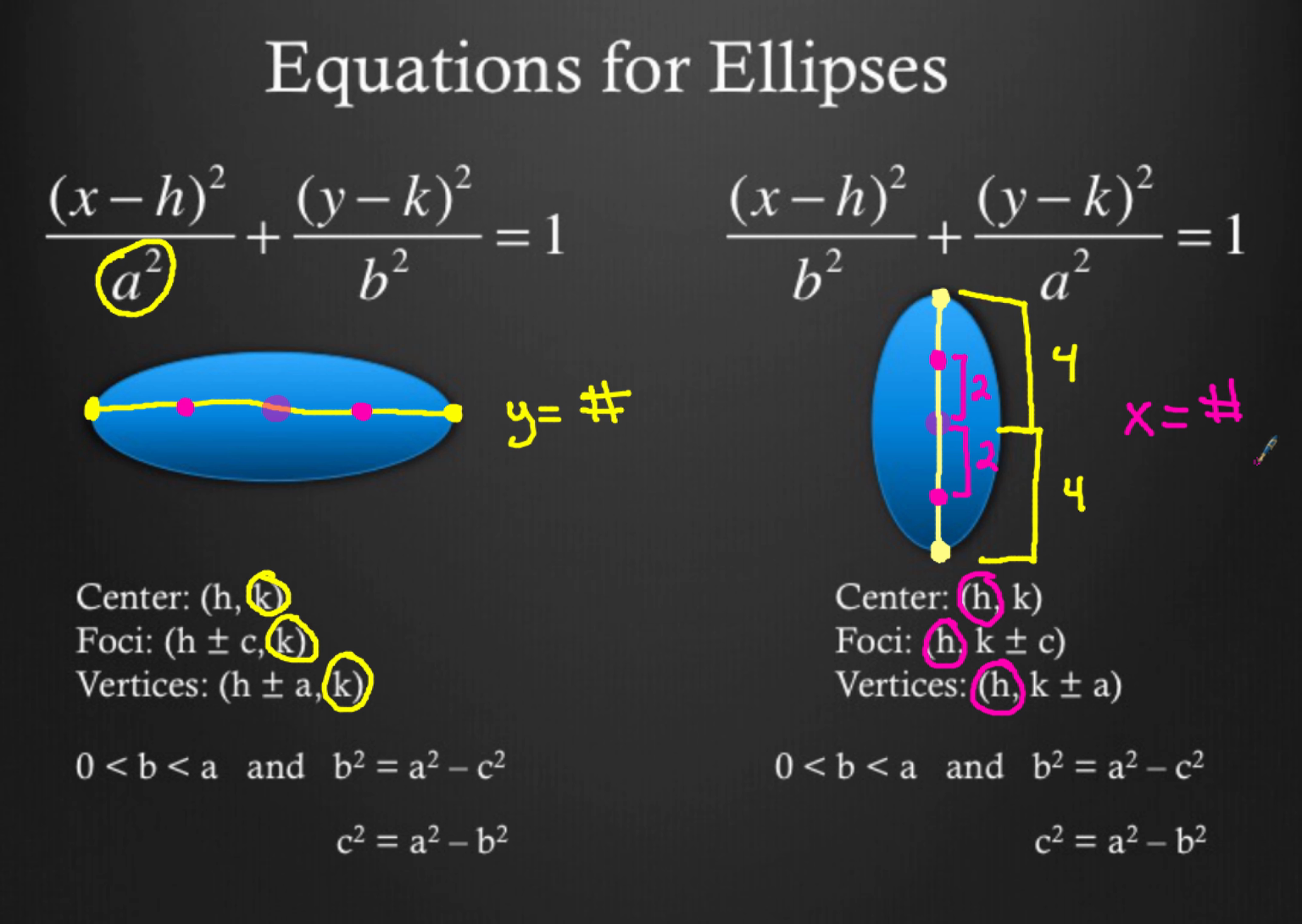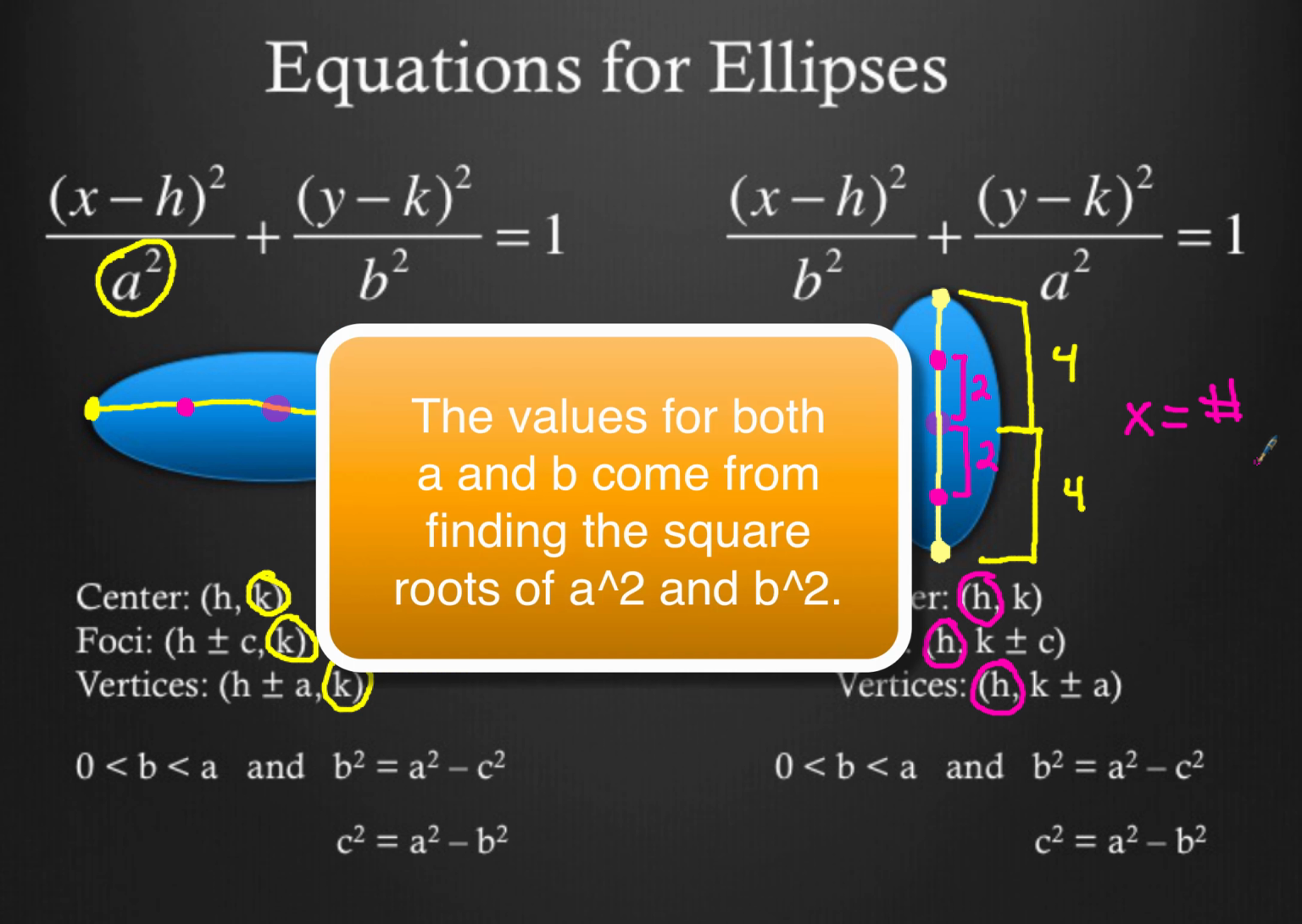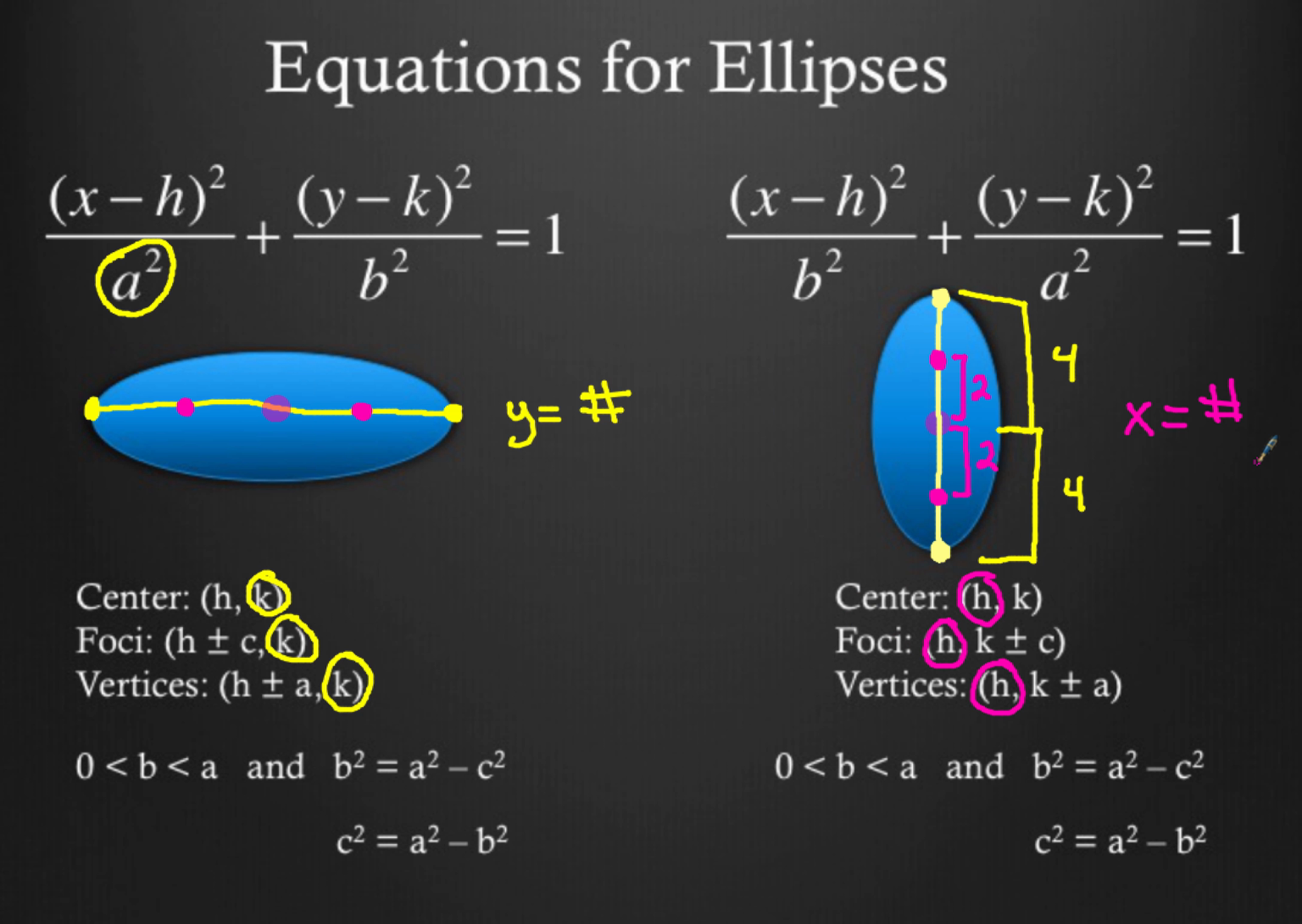And to get a or to get b, I simply look at the a squared and b squared numbers and I'll square root those. To find c squared, we'll just use our equation that looks a little bit like the Pythagorean theorem, but it's not. So just be really careful on that. All of this will become a little bit more clear as we take a look at our first example.